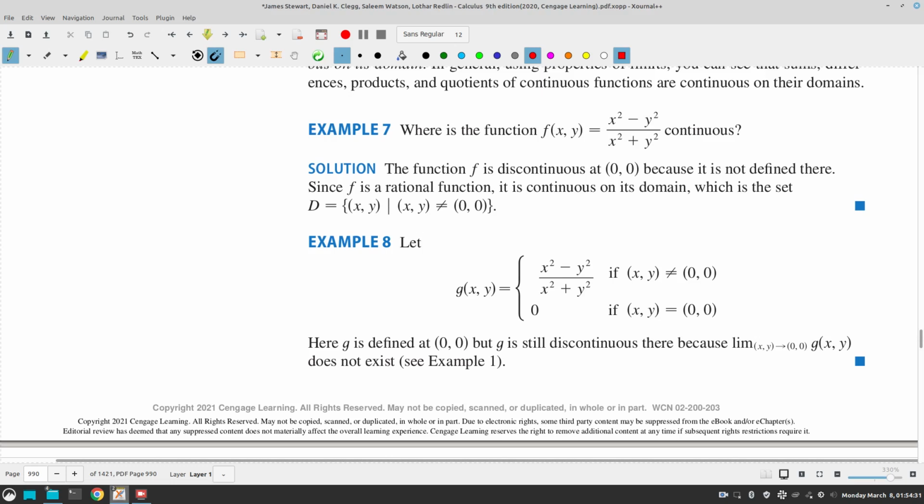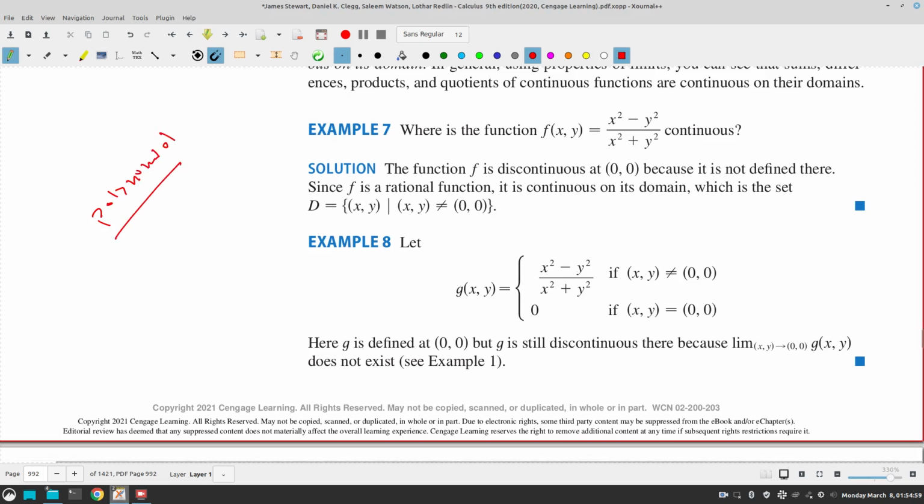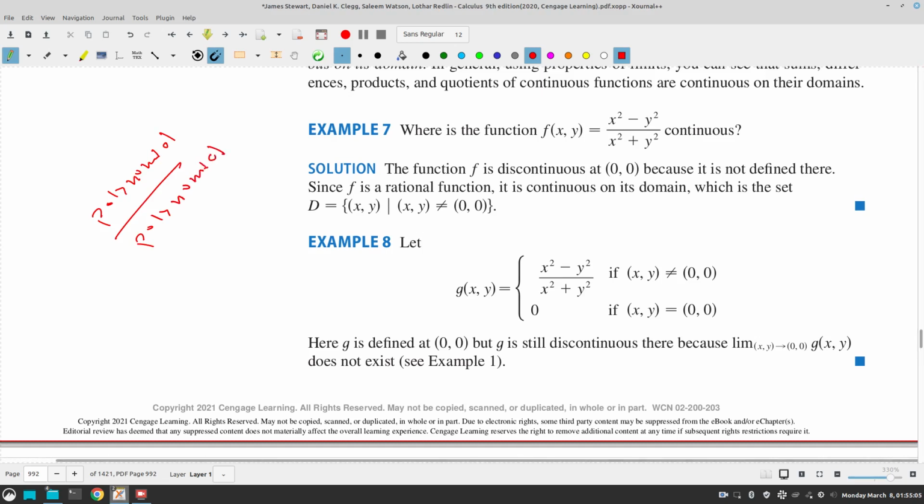Okay, so the function f is discontinuous at 0, 0. Why is that? Because f of x y is not defined at 0, 0. However, on its domain, since f is a rational function, and remember rational functions are polynomial over polynomial, it is continuous.